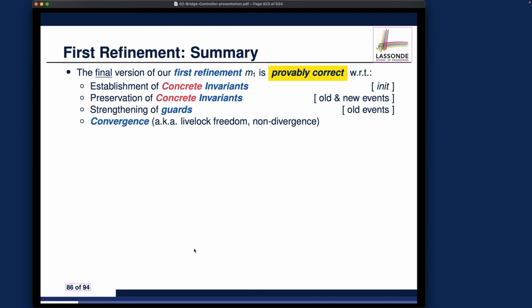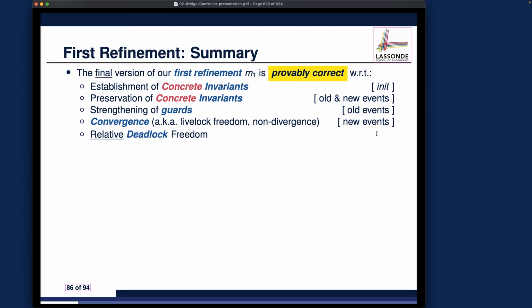And then we talk about convergence. How you can prove convergence, also known as livelock freedom or non-divergence. They are really talking about the same thing. Which events do we have to prove about convergence? Well, only the new events, because each new event is simulated by the skip event at the abstract model, and you want to make sure you don't have a system trace that simply skips all the way. It's similar to writing a while true loop.